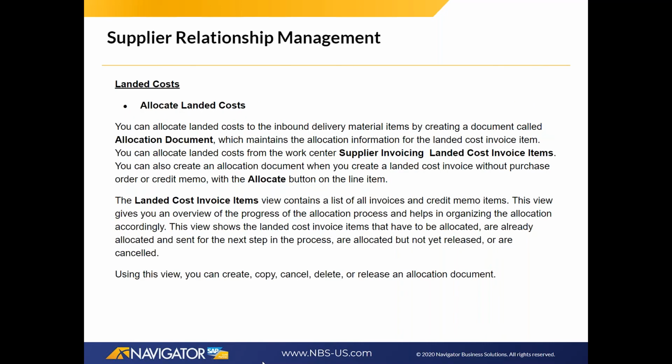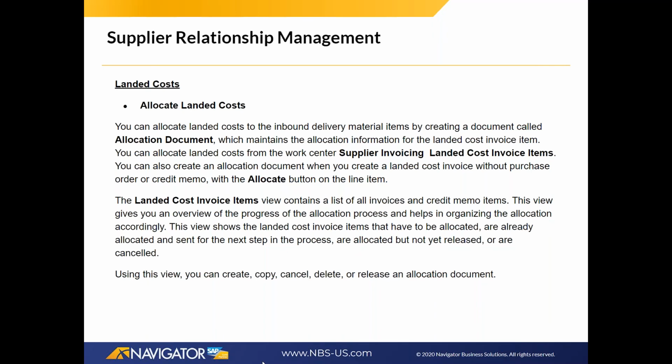You can allocate landed costs to the inbound delivery material items by creating a document called an allocation document, which maintains the allocation information for the landed cost invoice item. You can allocate landed costs for the work center, supplier invoicing, landed cost invoice items. You can also create an allocation document when you create a landed cost invoice without purchase order or credit memo with the allocate button on the line item.